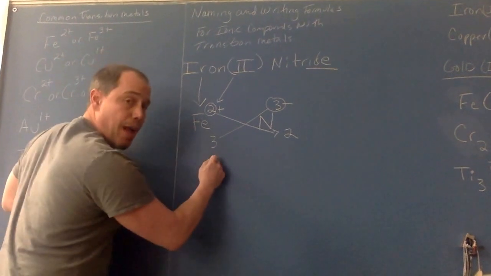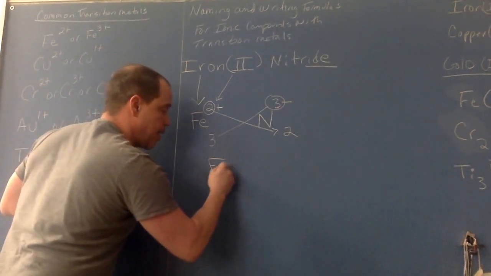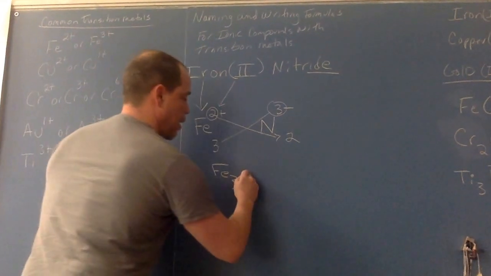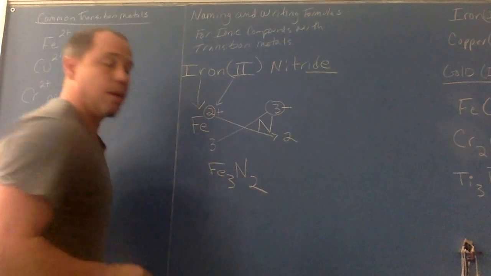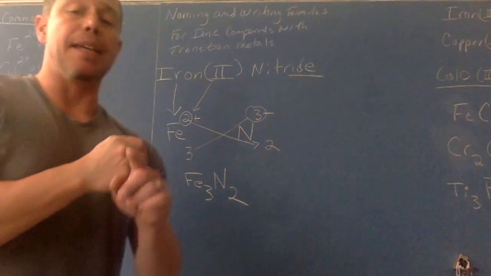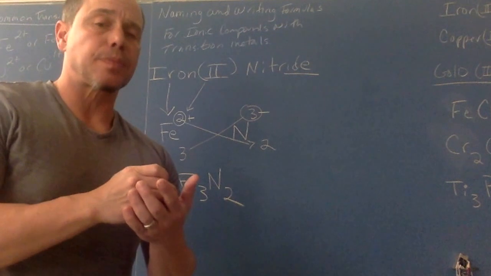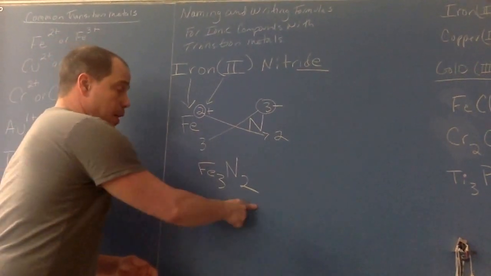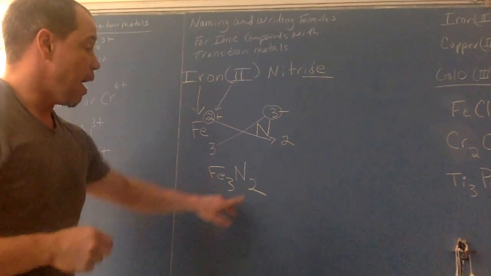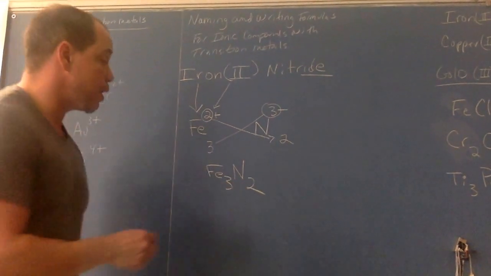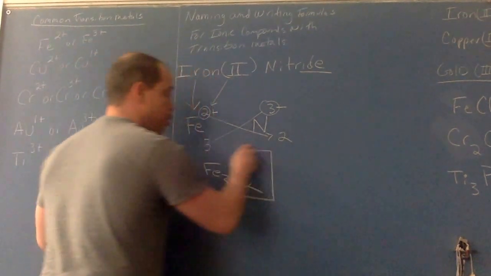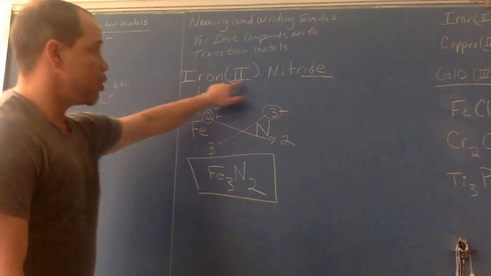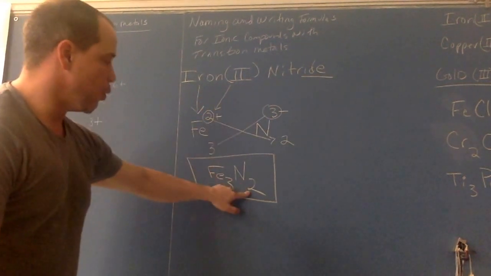I'm going to write that formula so both ions are together and get a correct answer here. So I have Fe3 and then N2 right next to one another. This is the correct answer. Notice that I did not include any charges on the compound, right? And I have both ions close together to form a balanced overall compound of 0. So here I have iron 2 nitride.